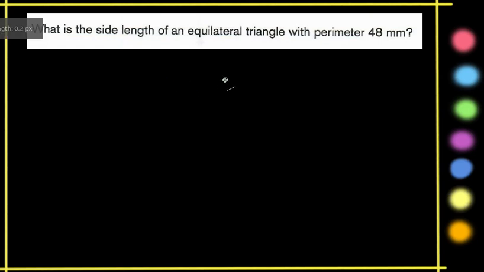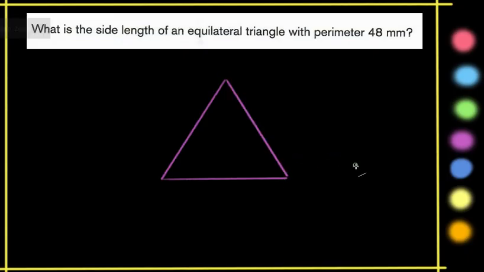Okay, so we've got an equilateral triangle, and the important thing here is to realize that since it's equilateral, all the sides are the same length, okay? And so the perimeter here is just going to be 3 times the side length. All right, so we can have all the side lengths be the same. We'll just call them x. The perimeter will be 3x, and that's equal to 48. We're given that here.